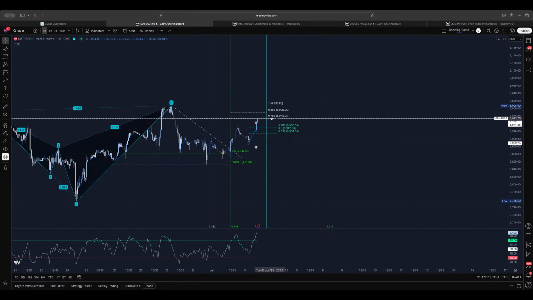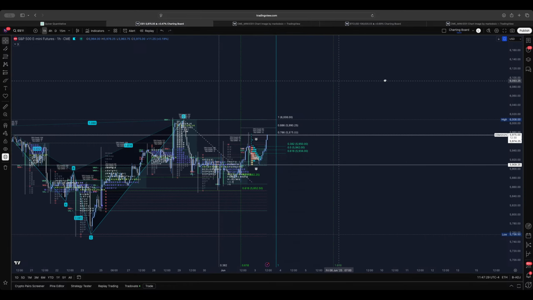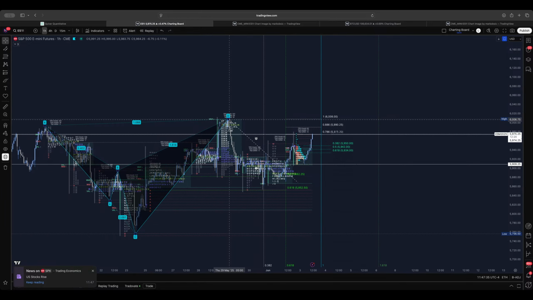Jokes aside, 0.786 once again becomes resistance. If we go slightly higher, we have the 0.886 at 5990. So therefore, these are now the levels I would like to use a TPO. Okay, you can observe here, this is the volume profile that the previous value area high was a resistance level here. That was a weak high at the 6,000.